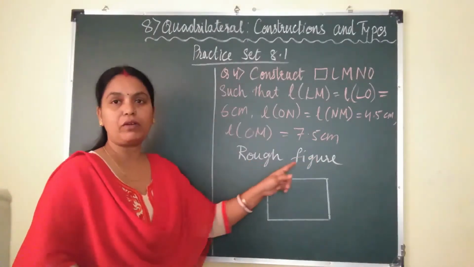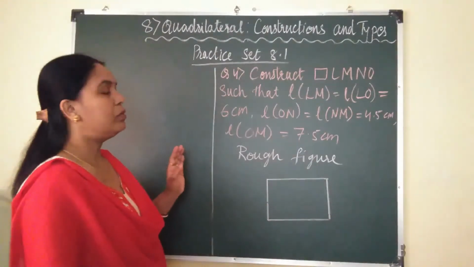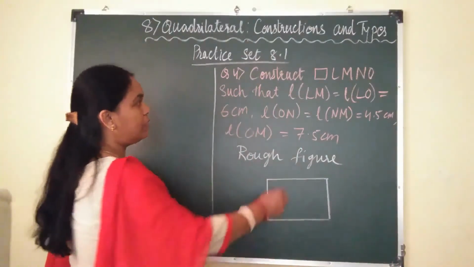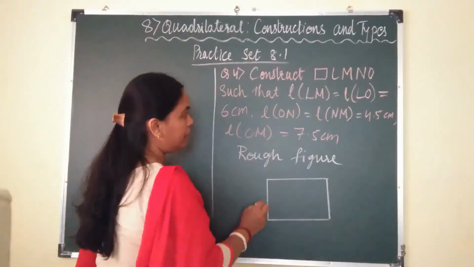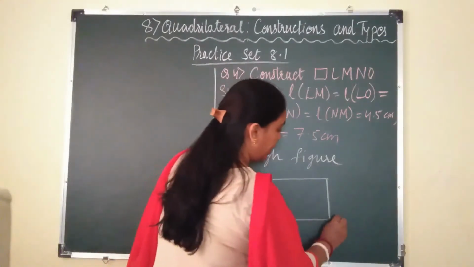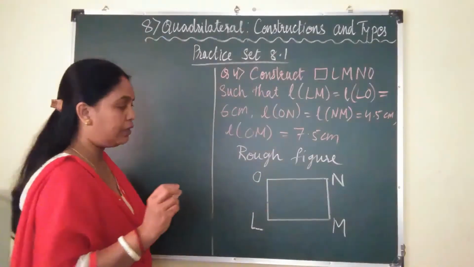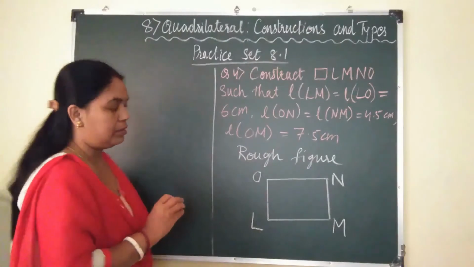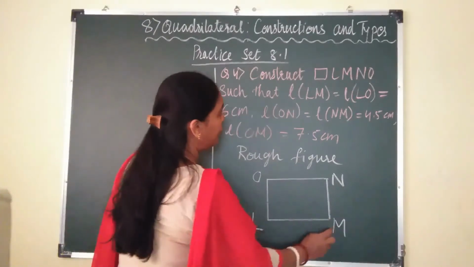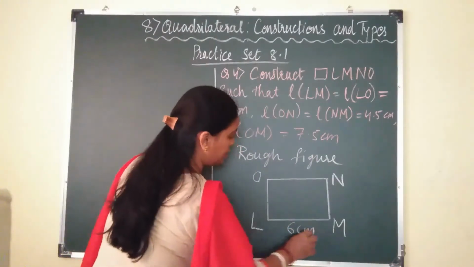So first rule, we have to draw the rough figure. Now after drawing the rough figure, you have to mark the points correctly as given in the question. So here, suppose I start the quadrilateral from here L. Okay, go in order L, M, N, O. Okay, don't break the order, it will make the quadrilateral wrong then. Now write the measurements. Length of LM is equal to length of LO, 6 centimeters.